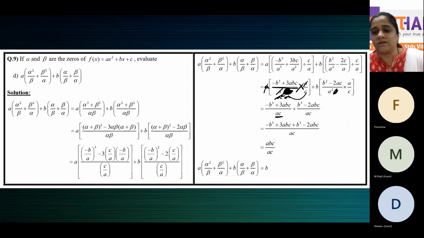And here I told you this is not there. A and A square, when you cancel, you get A here. So AC is the denominator. B does not get cancelled. So B into B square is B cube, and B into minus 2AC is minus 2ABC.